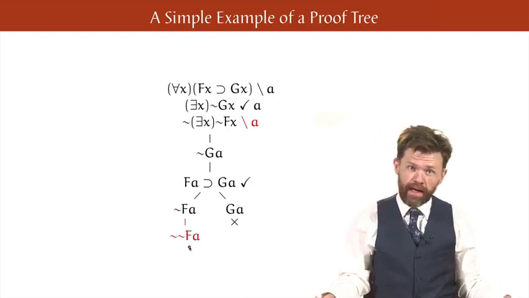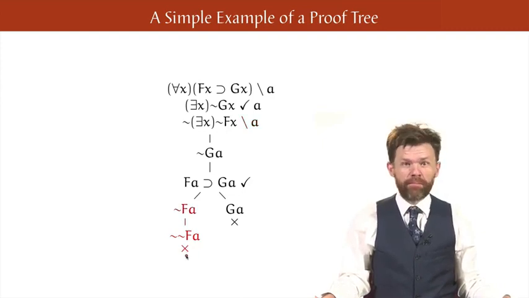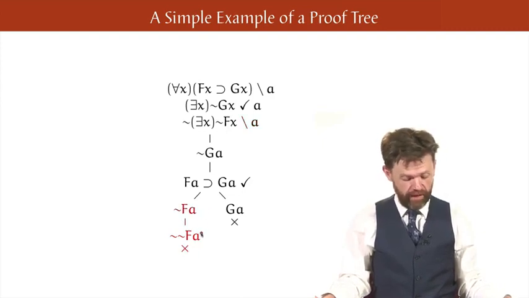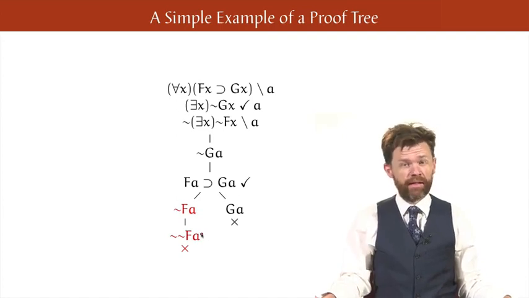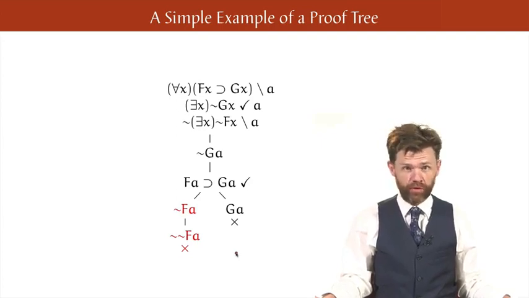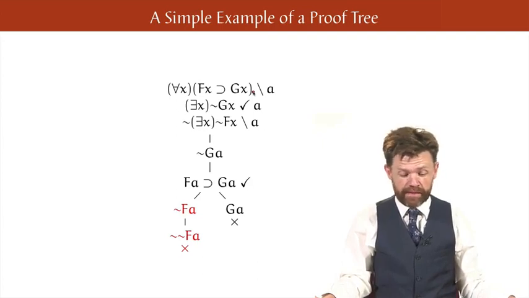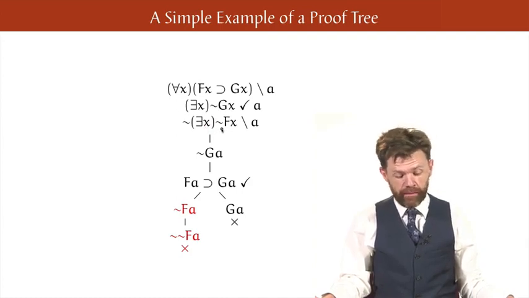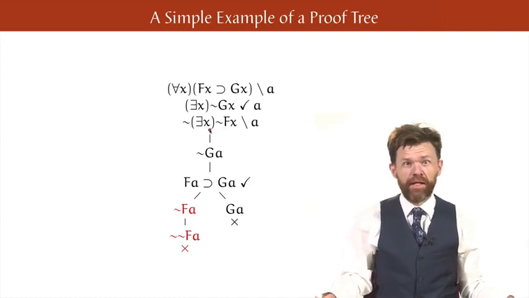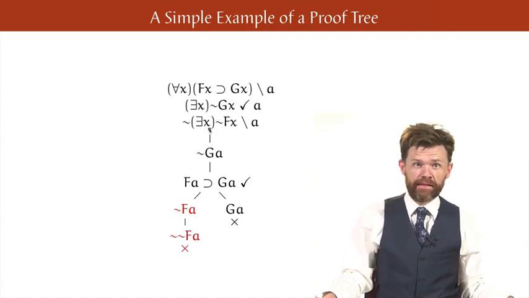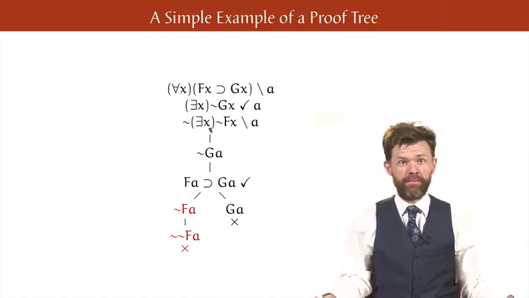The left branch now also closes because we've had FA and its negation not FA, and they can't be true together. So neither of these options work. The tree closes. There is no way for the starting formulas to be true. There's no way for the premises, all F's are G's and something's not a G, to be true, and the conclusion, something's not an F, to be false. It follows that the argument from all F's are G's and something isn't a G to something isn't an F is valid.